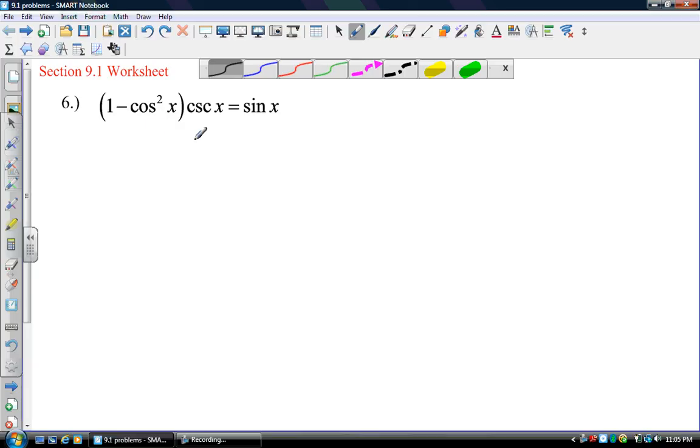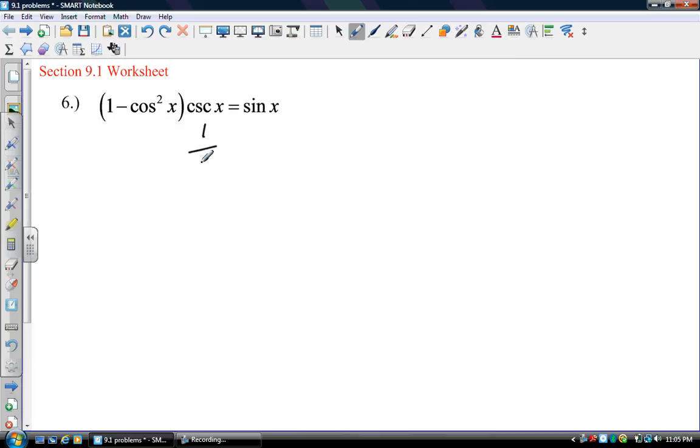So on number 6 here, again, I'm going to work with the more complicated side and try to boil it down to the simpler side. You might be tempted to convert this into 1 over sine. So turn the cosecant into 1 over sine and then multiply it in, just distribute it in. That turns out, at least from what I saw, to pretty much be a dead end. So we're going to ignore that and try something different here.